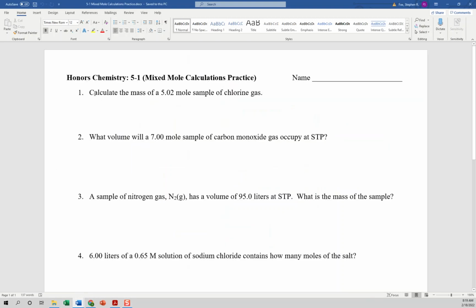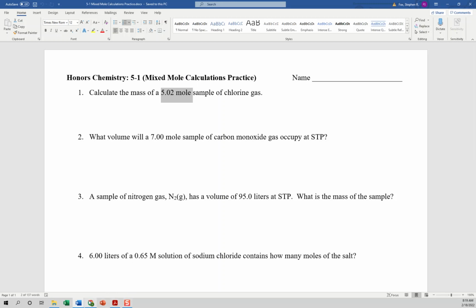All right, so number 1, calculate the mass of a 5.02 mole sample of chlorine gas. All right, so let's go to the mole map and see what to do. So we want the mass, so we need to end up at mass, and we have moles, right? So we're given moles, so we're starting with that.